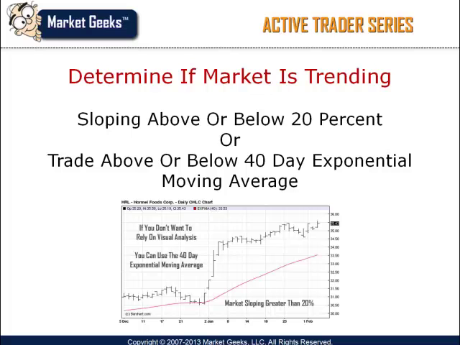There are 2 primary functions the 40-day exponential moving average helps me with. The first one is to make sure the market is trending. You may recall from an earlier tutorial my advice is to look at the slope of the market, and if it's sloping greater than 20 degrees either up or down, it qualifies as a trending market. The 40-day exponential moving average can be used as a replacement for the 20-degree visual analysis.